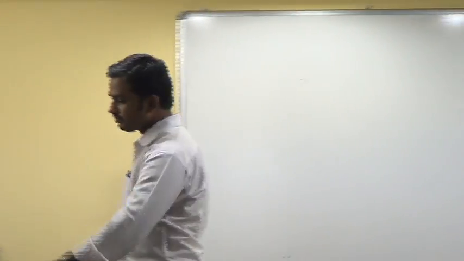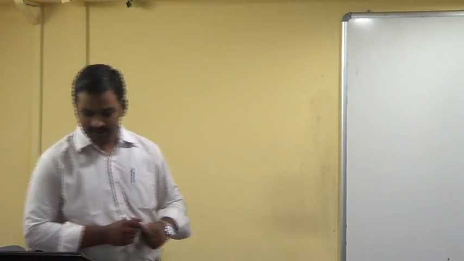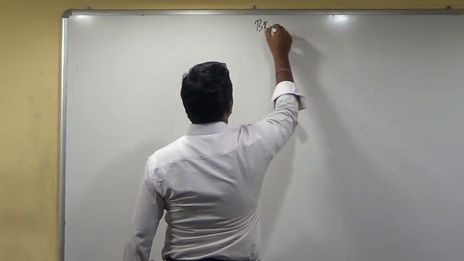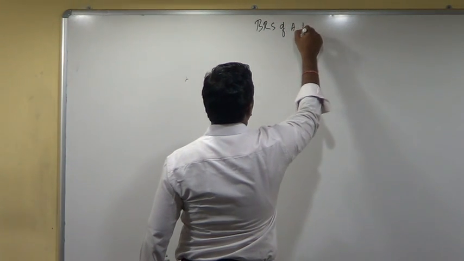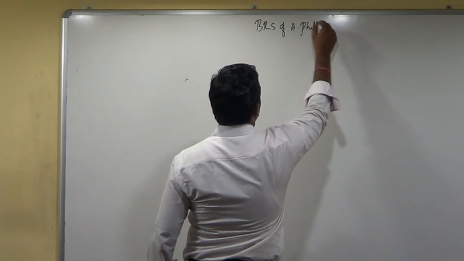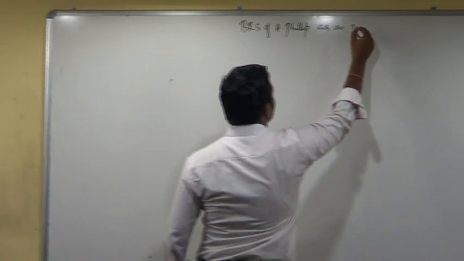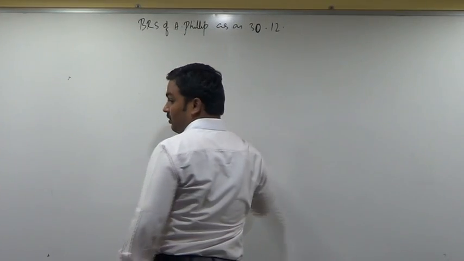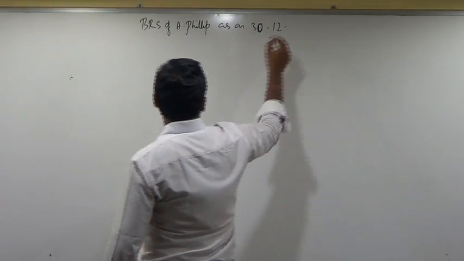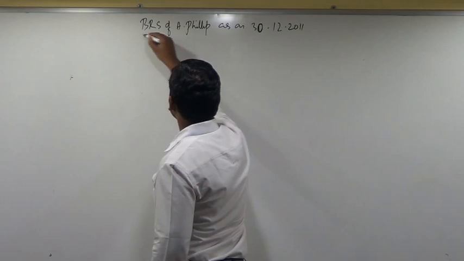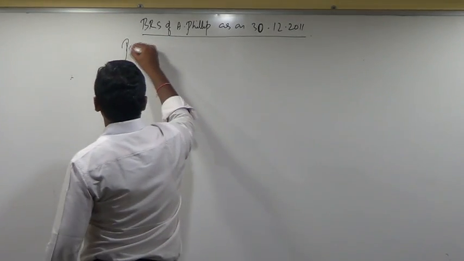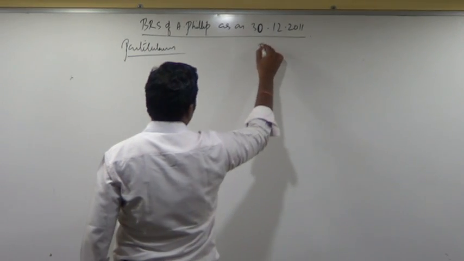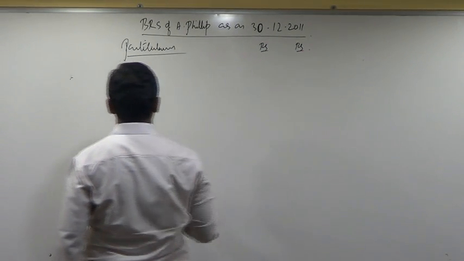Let us start. You will write the bank reconciliation statement of A. Philip as on, I think the problem you have given 30th December, no? 30th December 2011. Particulars, rupees.